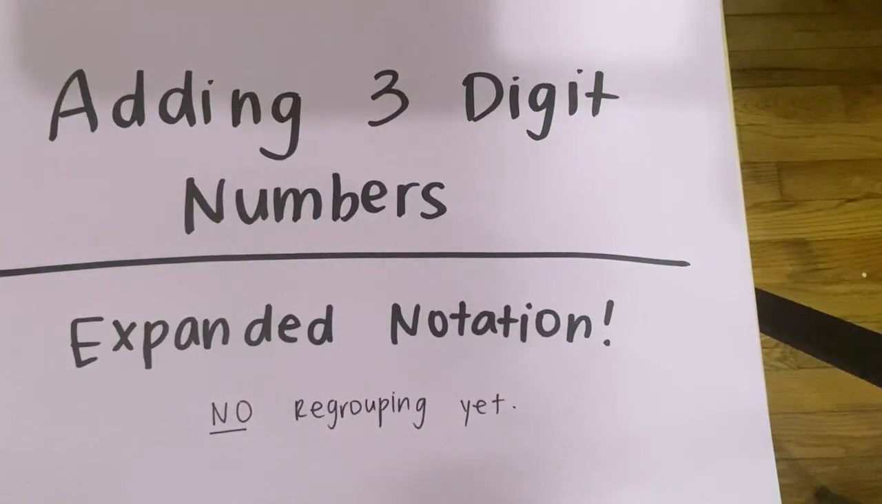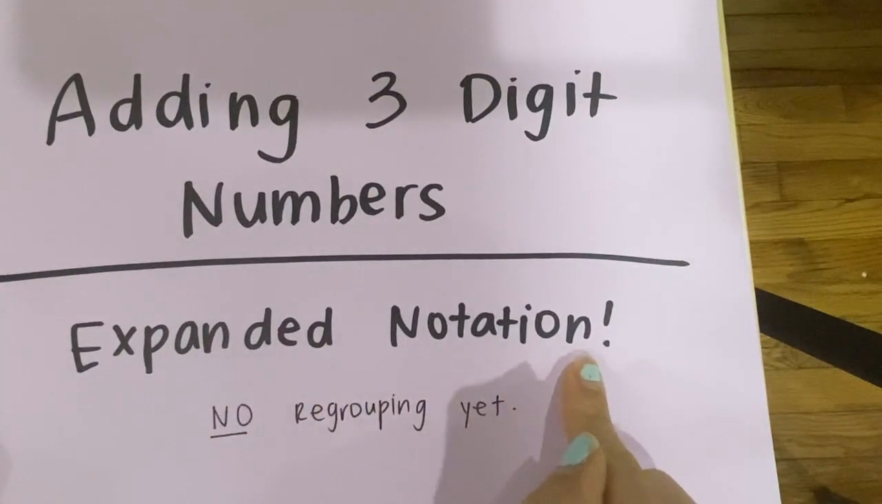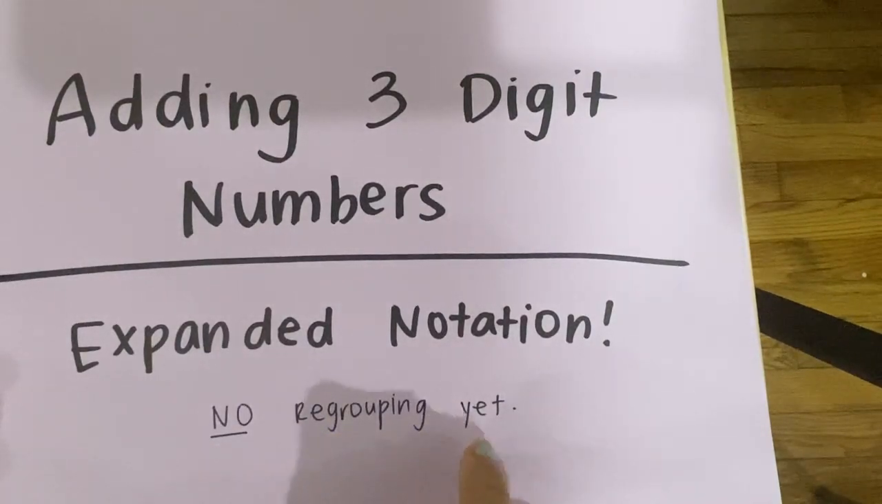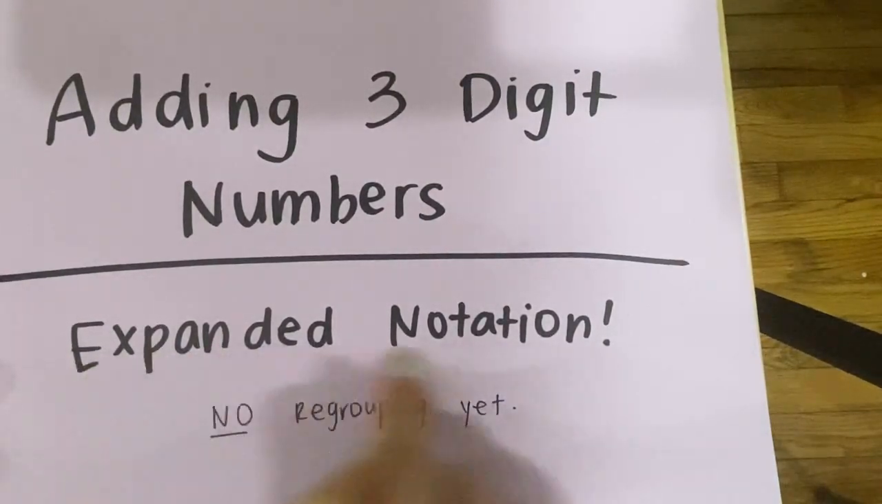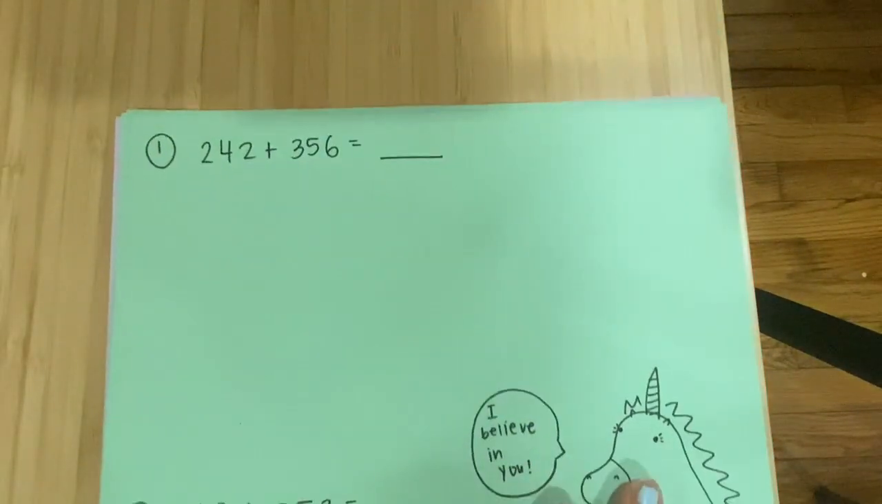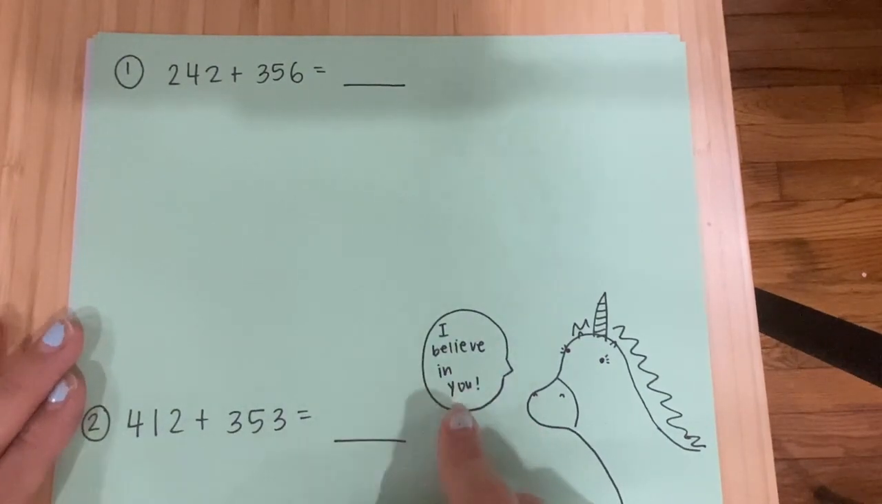Today we're going to be adding 3-digit numbers using expanded notation. Ooh, but we're not going to be regrouping yet, okay? We're just going to learn how to add using expanded notation. Okay. And here's this little unicorn that says, I believe in you, because I believe in you.